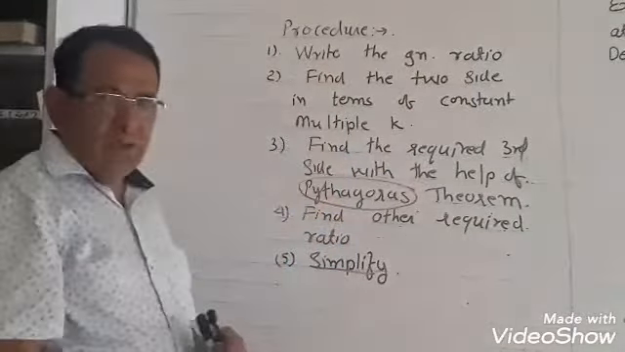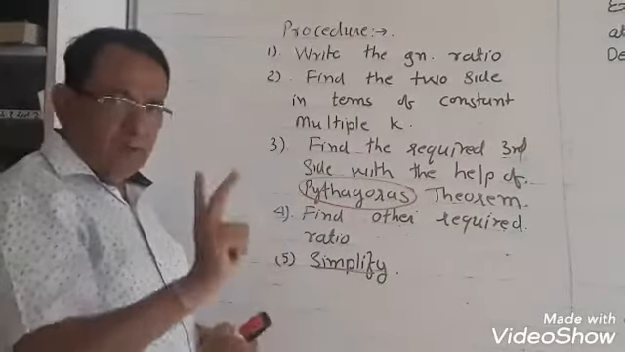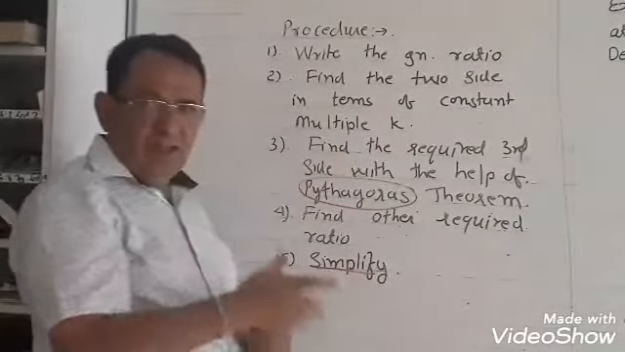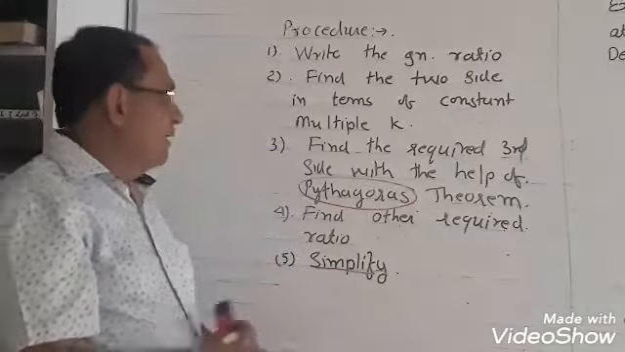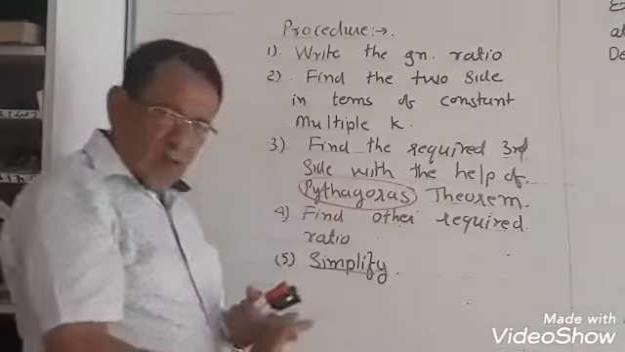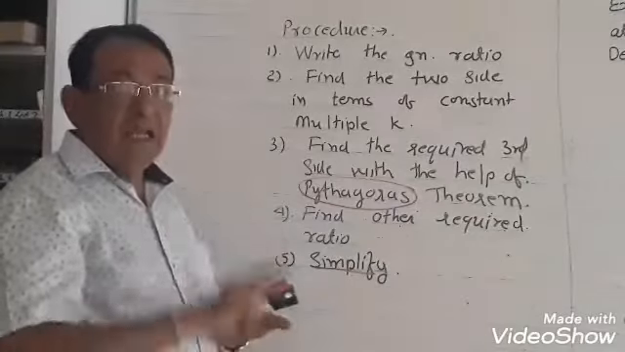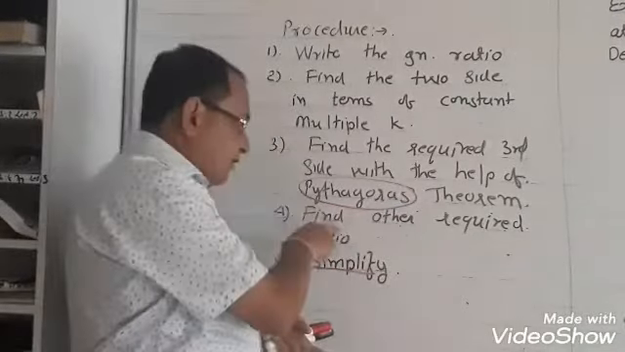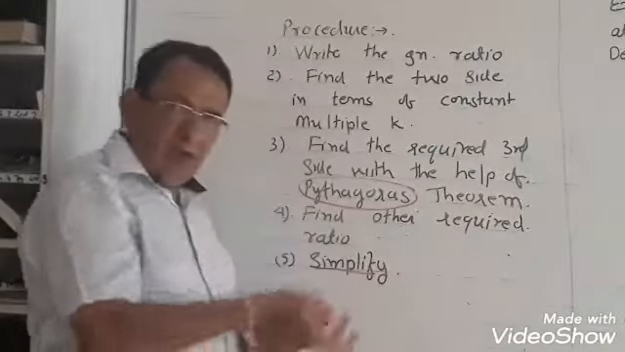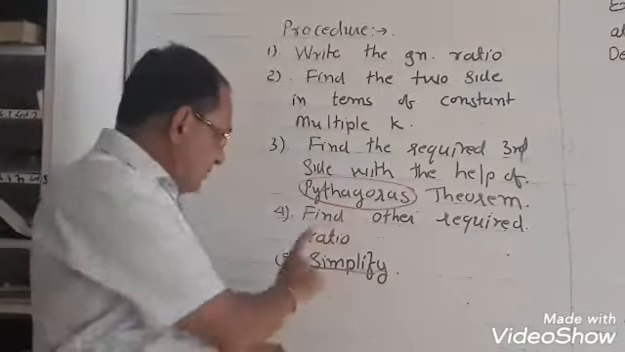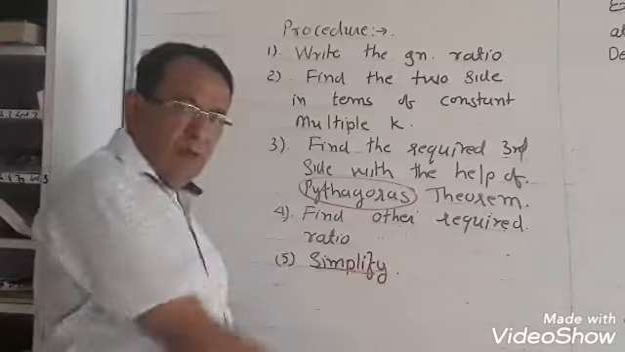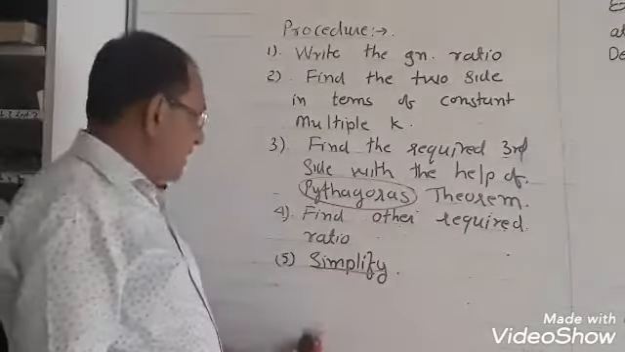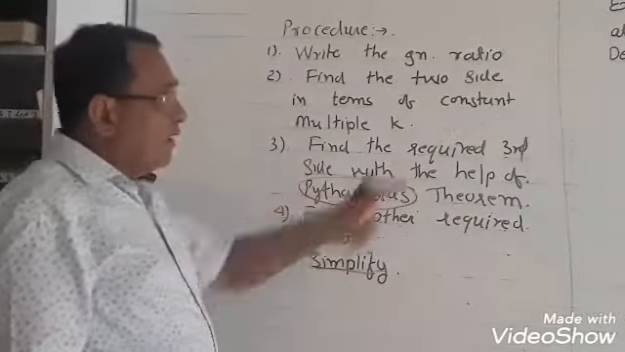First write the given ratio. From that find the two sides in terms of the constant multiple. Then find the third side with the help of Pythagoras theorem. Once the third side is found, find the other required ratio from the triangle. Then put in the values and simplify it. You will get the answer. Check.